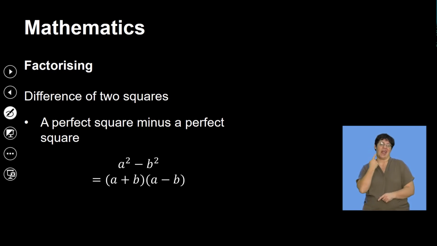I always say people are lying because you know the correct answer, but you just choose not to write the correct one. Now with the difference of two squares, this is when a perfect square minuses a perfect square. But let me explain, guys.